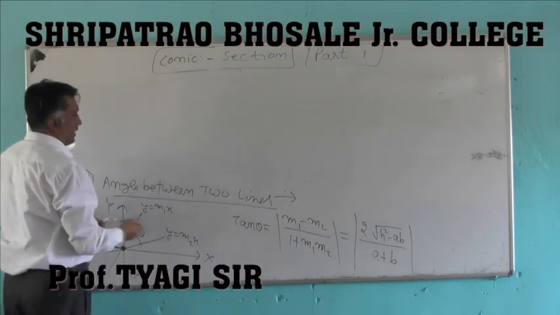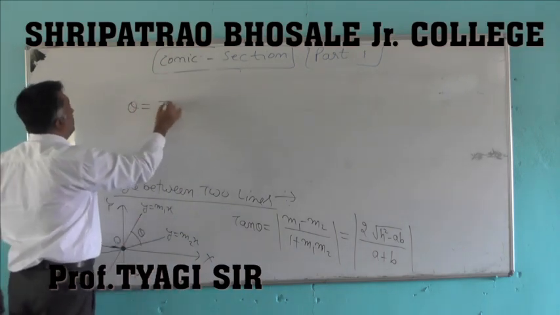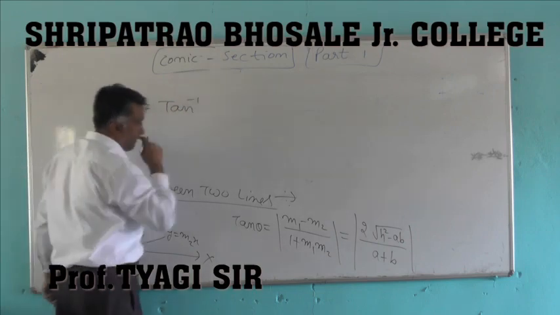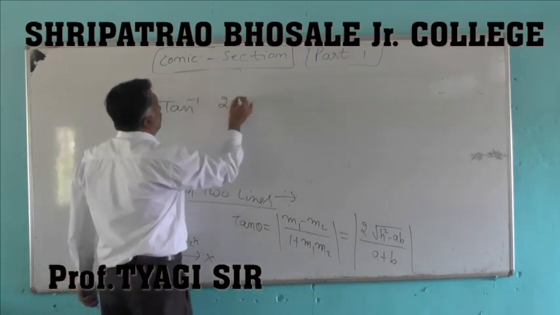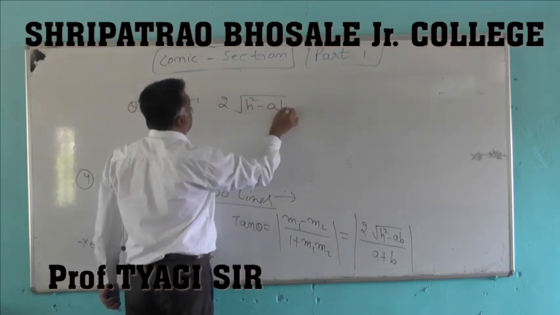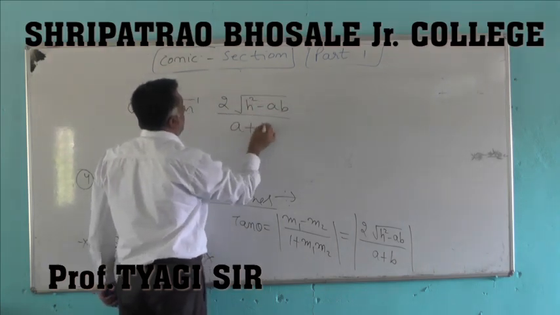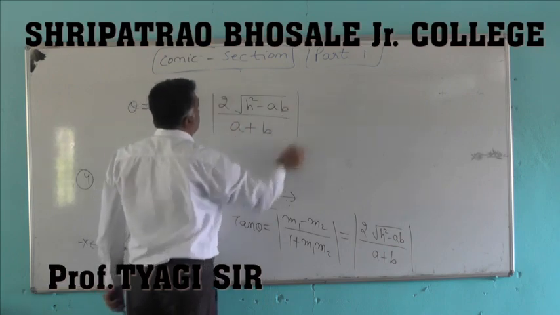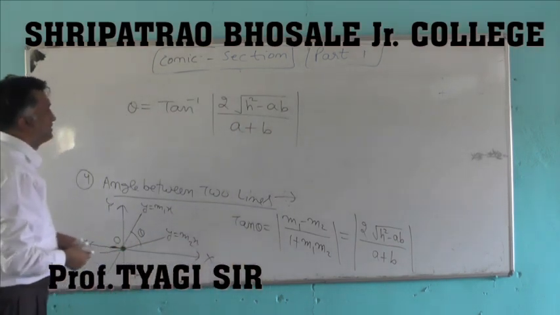It means we can write here theta equal to tan inverse of 2 into under root h square minus ab upon a plus b.